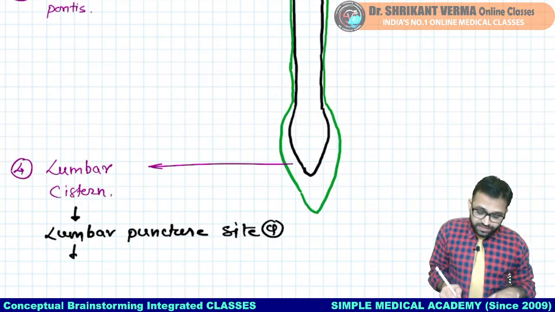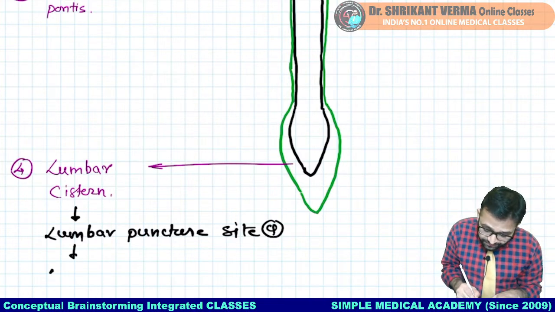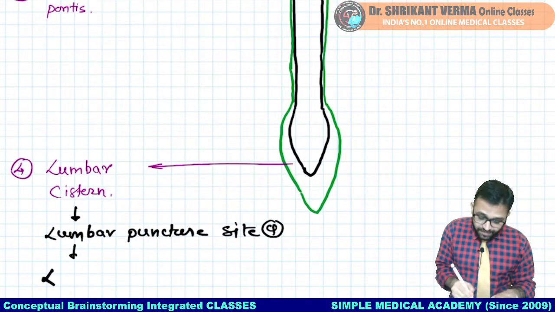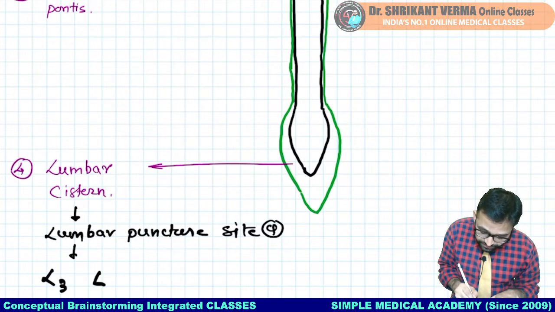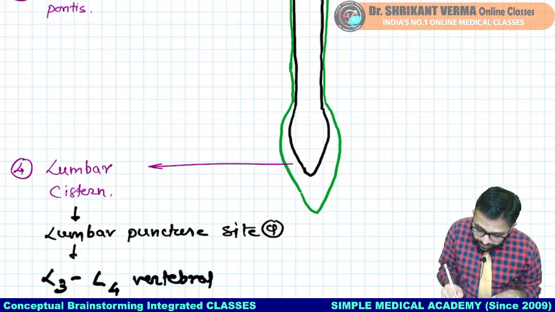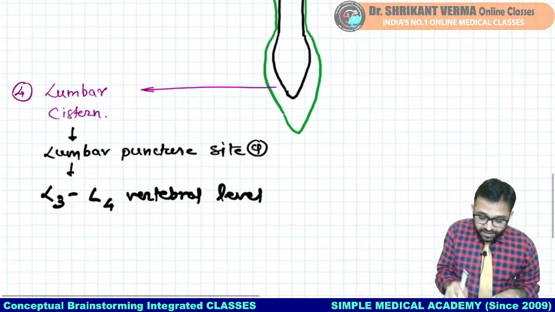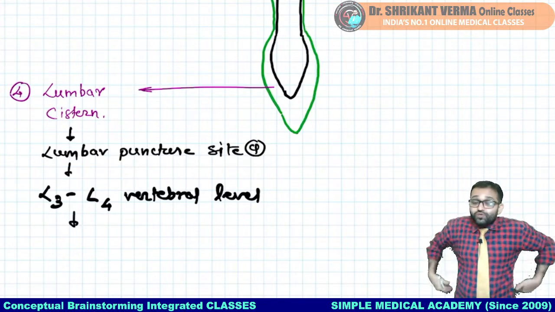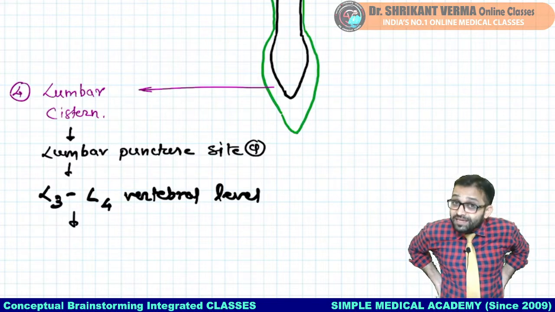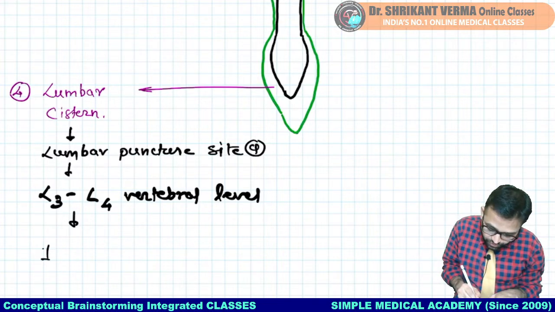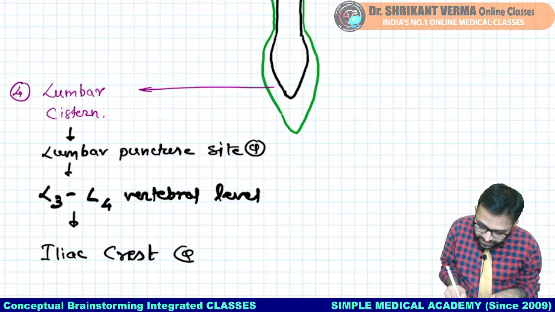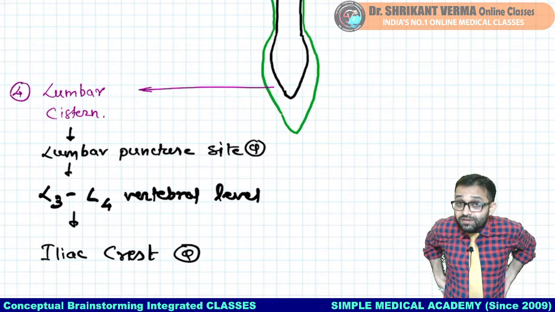Okay. Now see here, we are performing the lumbar puncture at which site? Can you tell me? Lumbar puncture is performed at which vertebral level? Answer is L3, L4 vertebral level. And another point, how will you identify this L3, L4? You will identify with the iliac crest. Getting the point? So you will see at this level the iliac crest. I will tell you in the lower limbs, the hip bone, iliac bone.